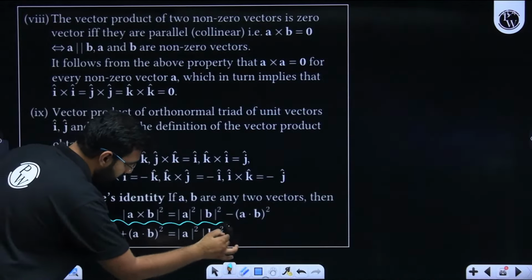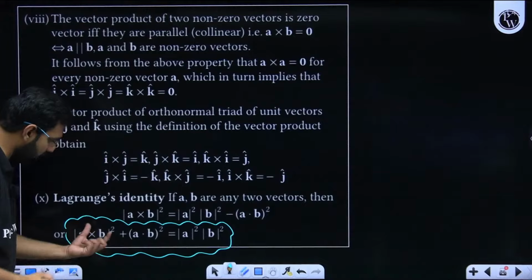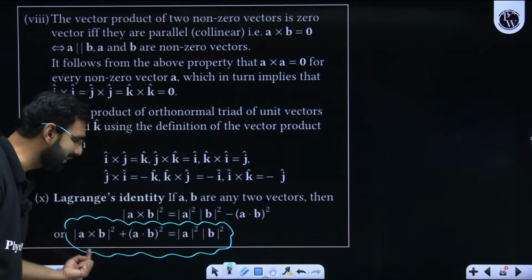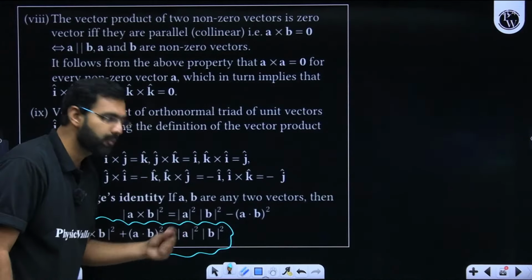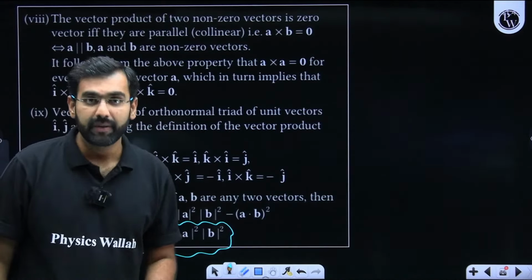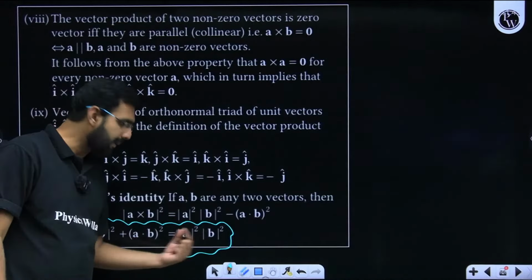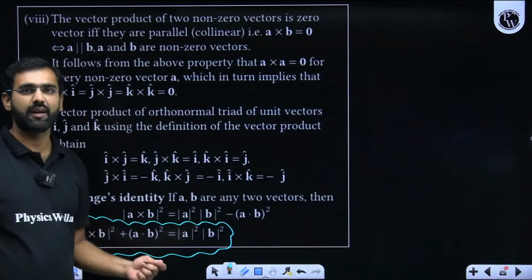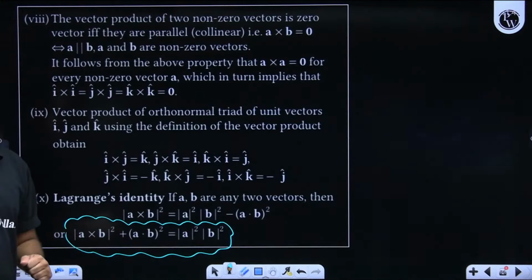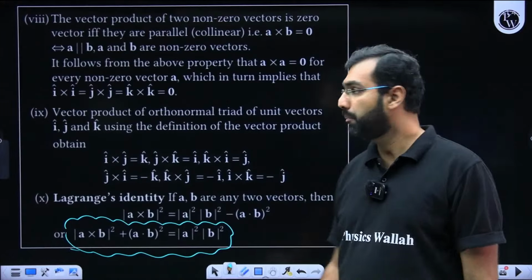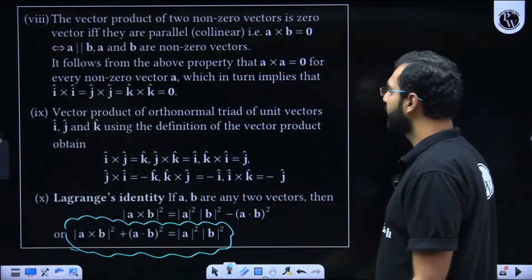The square of the mod of A cross B plus the square of the mod of A dot B, when added, gives mod A square, mod B square. A lot of times questions are asked on it. Sometimes they give you the dot product and the magnitudes, or the product of the magnitudes, and ask you the cross product. So through Lagrange's identity, you work it out. Please remember that, and I hope there's no confusion on that.